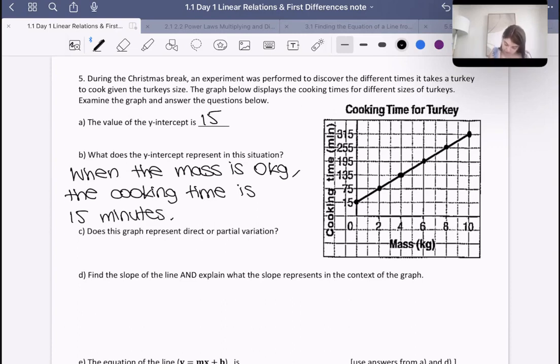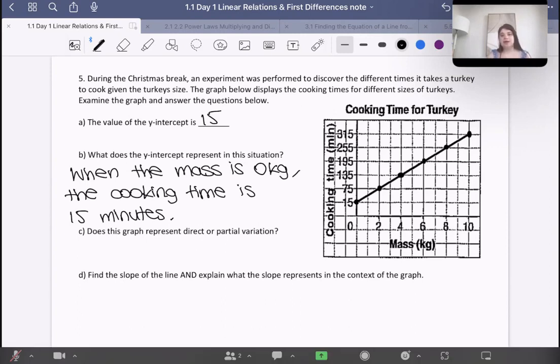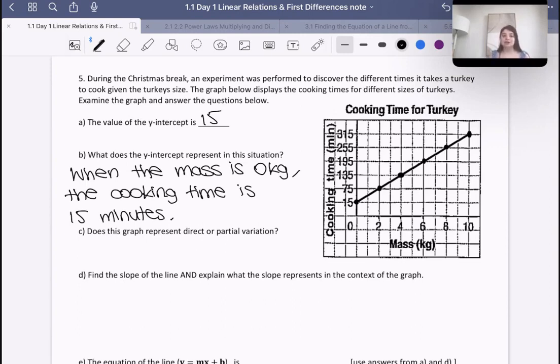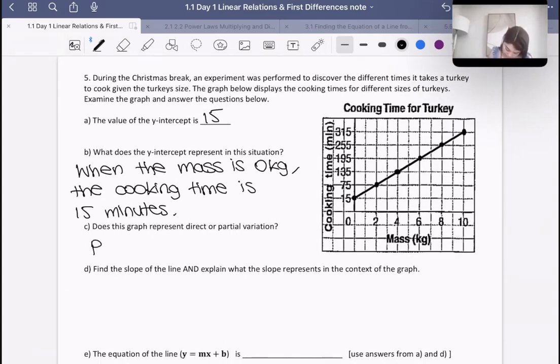minutes. Does this graph represent direct or partial variation? So again, this would represent partial variation because the y-intercept is not 0. So we will say partial variation, and that's the reason. We didn't actually ask for the reason, but I did want to give the reason why as well.